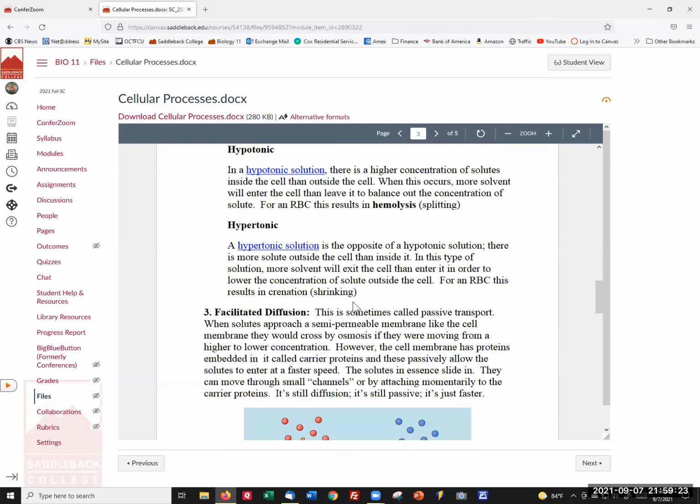Hypertonic, more solid outside the cell than inside it. More solvent will exit the cell, it will shrink, and that's crenation.